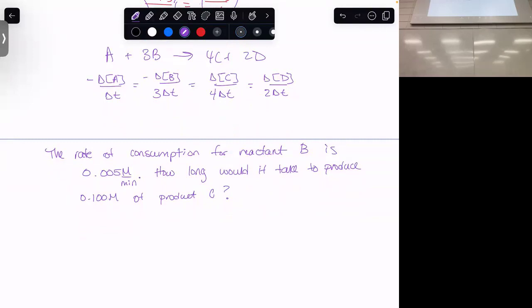Ready? So we have the rate of consumption for reactant B is 0.005 molarity per minute. And I want to know how long would it take to produce 0.1 molar of product C.